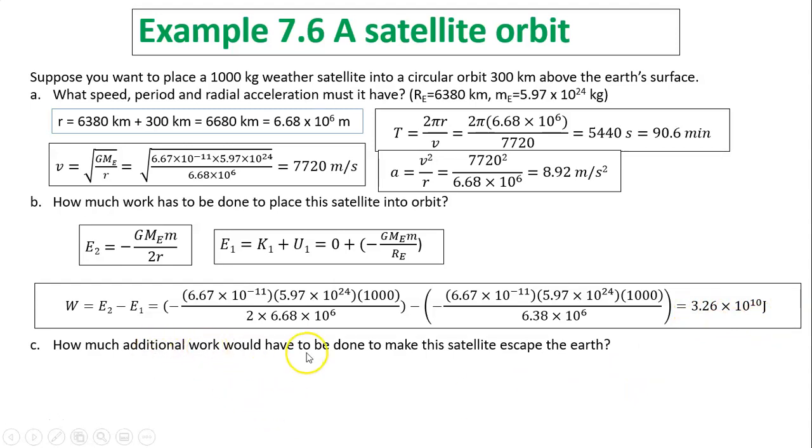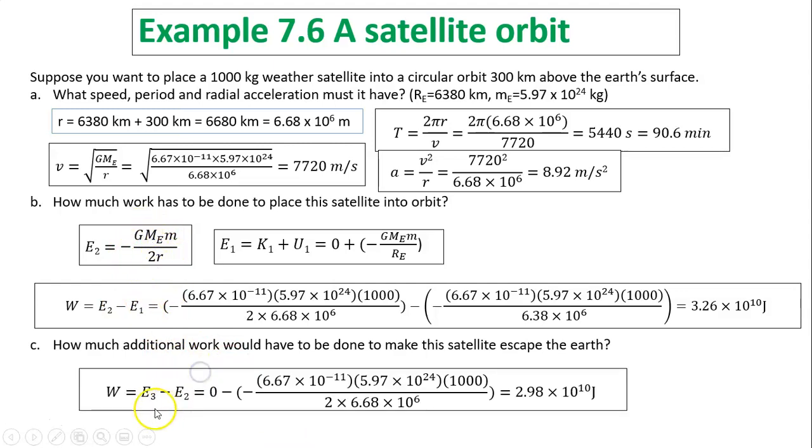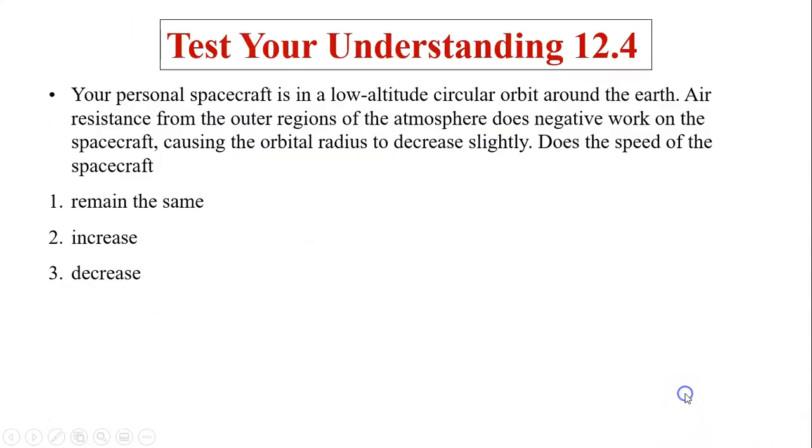How much additional work would have to be done to make this satellite escape the Earth? So now this becomes E2. This is the initial energy. The final energy is 0. So what's the energy difference? It would be positive of that, right? E3 minus E2, the final escape energy is 0 minus this number, which is negative GME m over 2r, so that's 2.98 times 10 to the 10 joules.